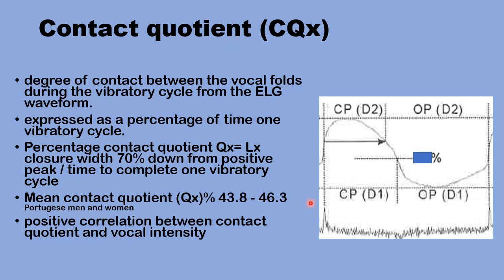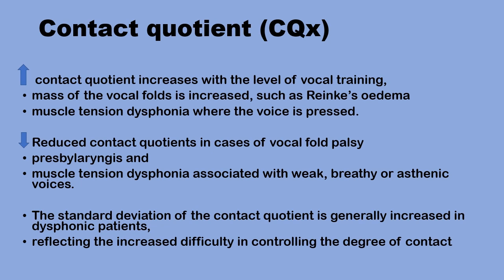In normal males and females, it would be somewhere between 43.8 and 46.3%, and this would correlate well with the vocal intensity positively. So the higher this is, the higher the vocal intensity. In things like vocal cord palsy, this contact quotient would drop to 20 something rather than 43 or 46. Contact quotient can be increased by good level of vocal training. It can also increase in some pathologies affecting the vocal folds, like Reinke's edema, for example, and in some muscle tension dysphonias when the voice is pressed.